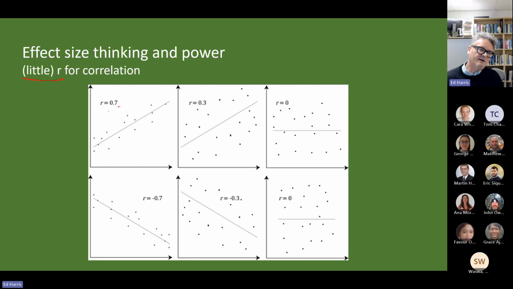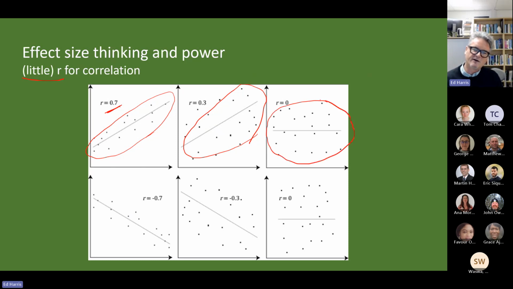And for a relatively high correlation of 0.7, you can see what that means. This is a positive 0.7 correlation. And if we reduce the effect size to 0.3, you can see there's a much bigger spread. And if we reduce it completely to 0, it's just a shotgun blast on the graph, and then negative ones down here and so forth. So for a simple correlation, it's simply the correlation coefficient.